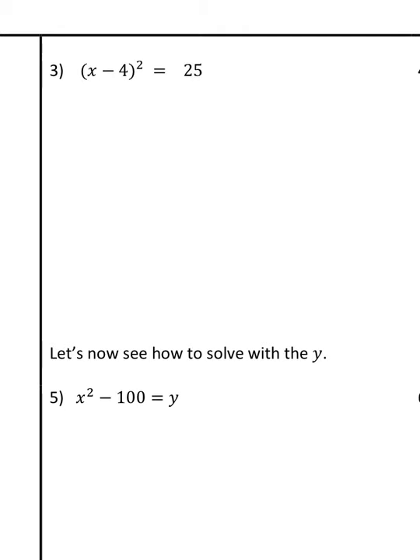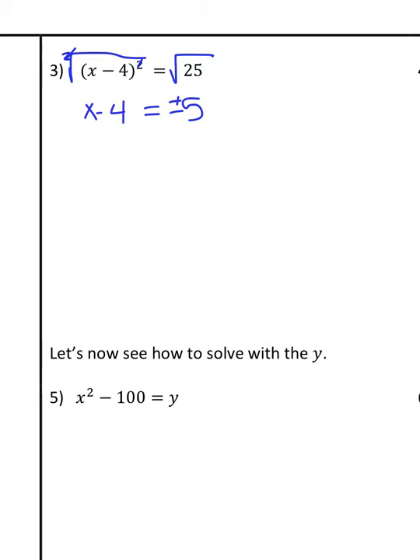This is a little bit different. It's x minus 4 all squared equals 25, right? So we can't get rid of the parentheses until we need to get rid of the parentheses. We need to get rid of that squared out front because it's this whole thing squared. So we need to take the square root of the entire thing. This 2 here cancels out that 2 there and leaves us with x minus 4. And then the square root of 25 is plus or minus 5, right?